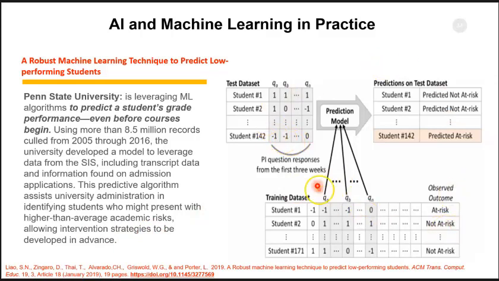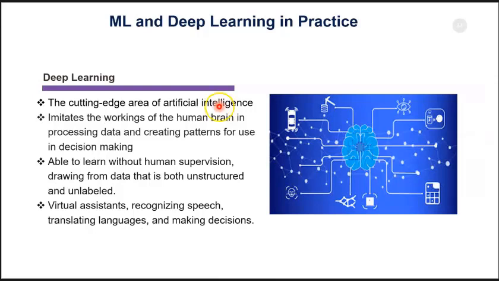If we can see from this diagram, this is the test data set, and this is the prediction of the students who are at risk and who are not at risk. Based on this result, the intervention will be developed in order to support the students' learning. Now, let's have a look at deep learning.